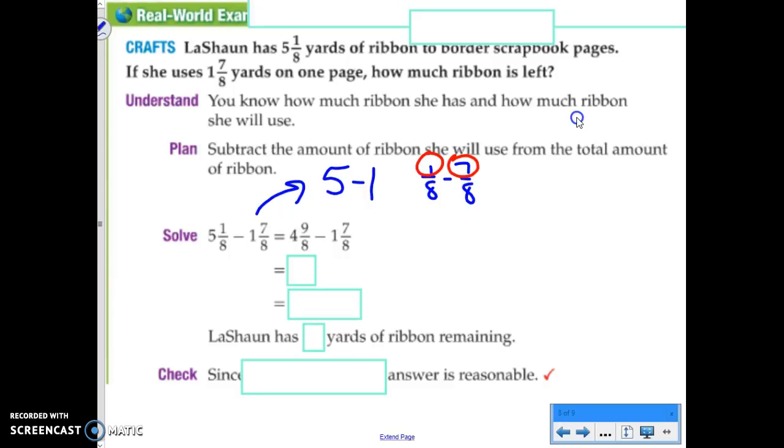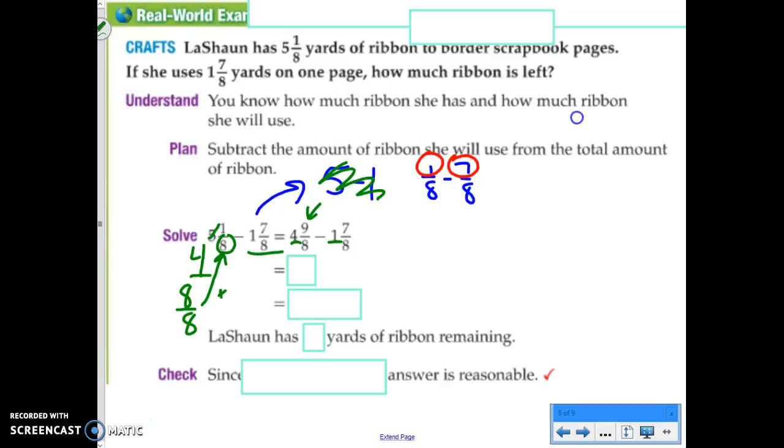So I borrow from the guy sitting next to me. So we're going to cross this out right now, and what they did was they changed this to a 4 because our common denominator is 8, but one whole that I took away from here was 8 out of 8, and I have to add that to 1/8, which is how they get 9/8 right here. So I'm left with 4 9/8, and I still have to subtract the 1 7/8 from that.